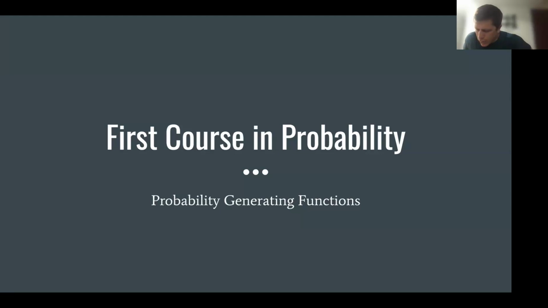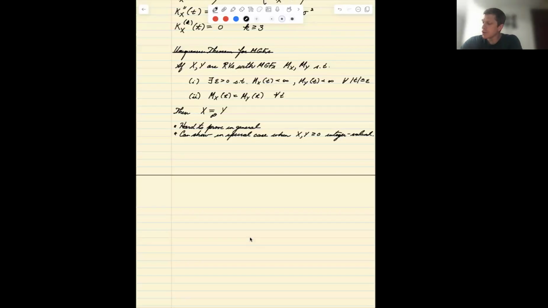Right, so we left off with the uniqueness theorem, which, just to remind us where we left off, we said that if two random variables have the same moment generating function, and both of these moment generating functions are finite in a region of zero, in an open set around zero, then X and Y have the same distribution.